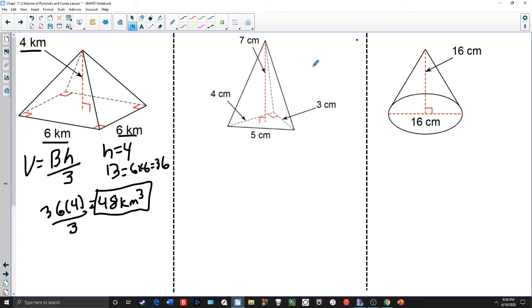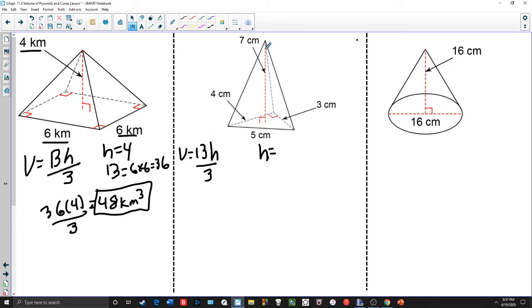For a triangular pyramid, you have to be kind of careful because remember, there's a base and height for the triangle, and then there's a base and height for the pyramid. So for this triangular pyramid, let's write down the formula. Volume equals base times height divided by 3. The height of the pyramid, so this h here is the height of the pyramid.